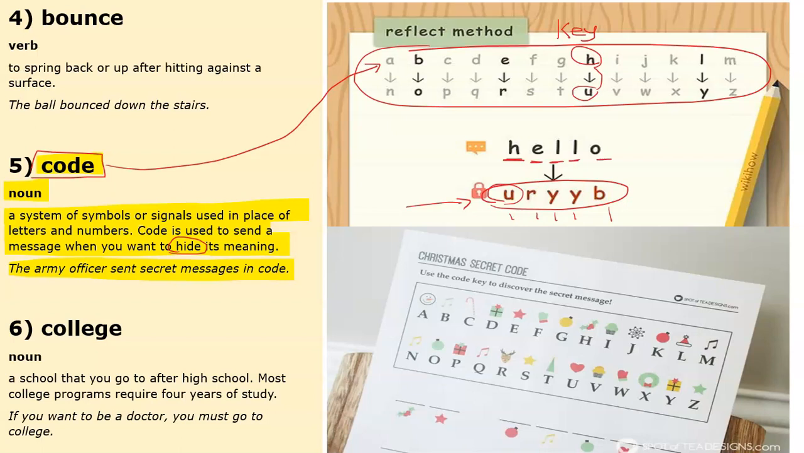And a code does not always have to be letters. A code can be pictures. Here in the key of this code, you can see that the snowman is letter A, the music note is letter B, the candy cane is letter C. So using this key, you can find the message, the picture message. Have you ever written a message in code to your friends?